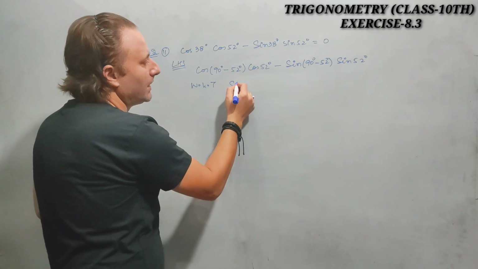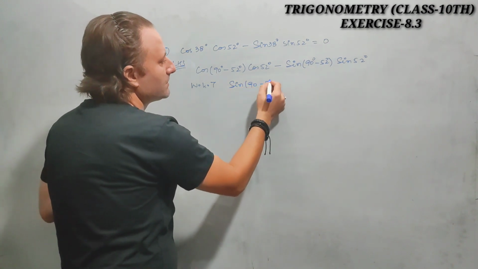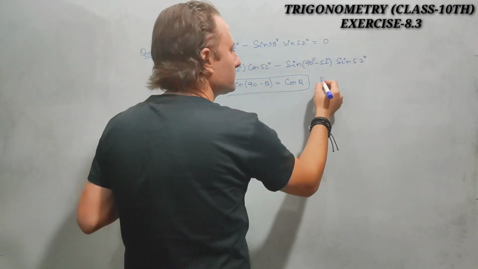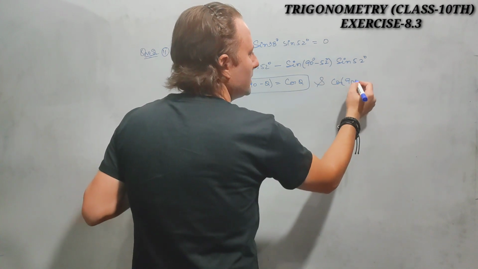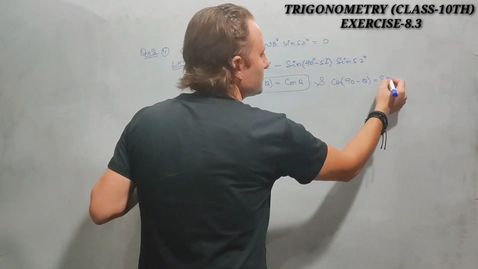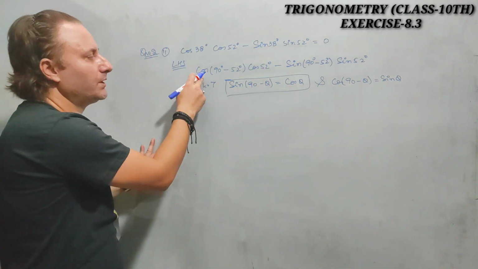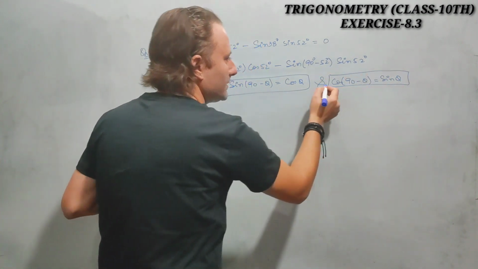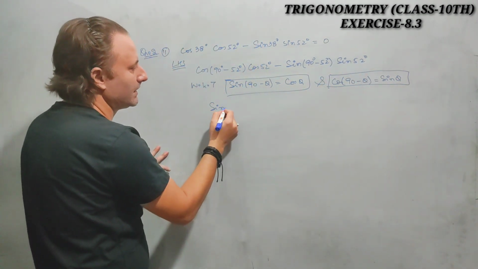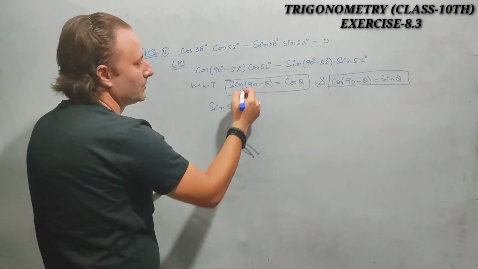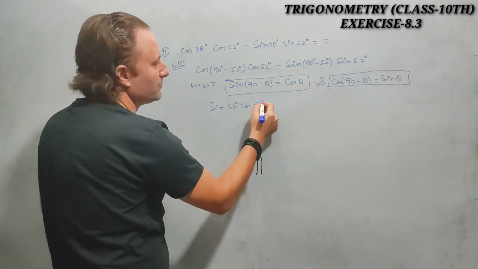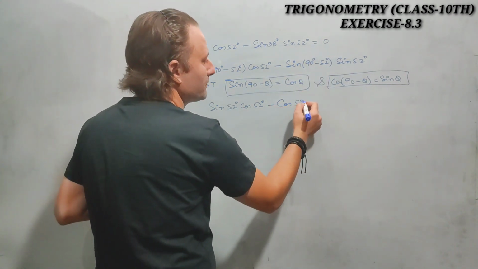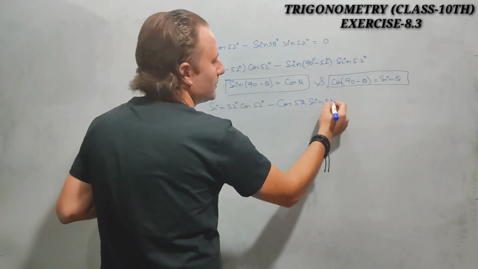So I will write, we know that sine 90 minus theta is equal to cos theta, and cos 90 minus theta is equal to sine theta. So here we have cos 90 minus theta, and what does that become? That becomes sine theta. So I will put here sine, and the theta is 52. Then I have cos 52 degrees. Here I have sine 90 minus theta. It becomes cos theta, that is cos 52 sine 52.